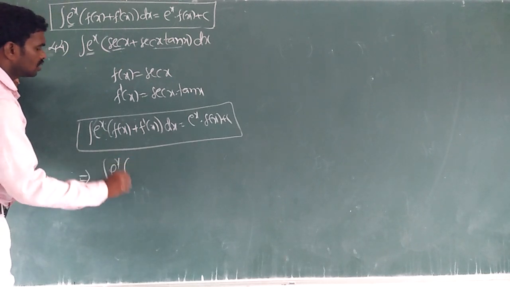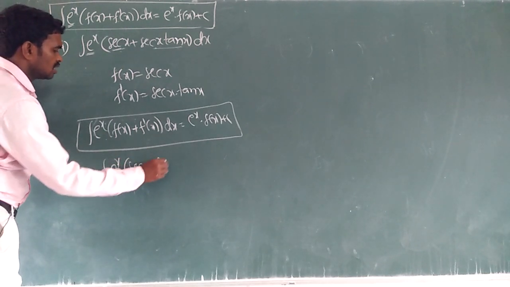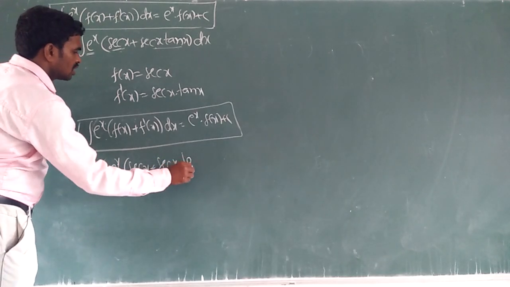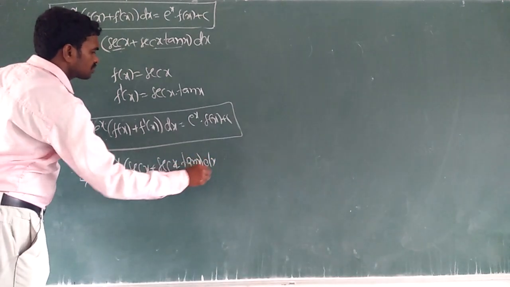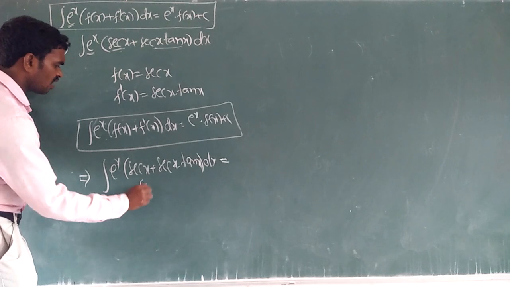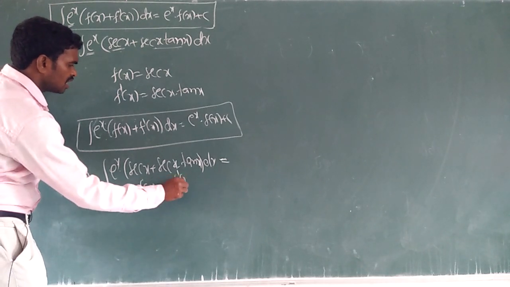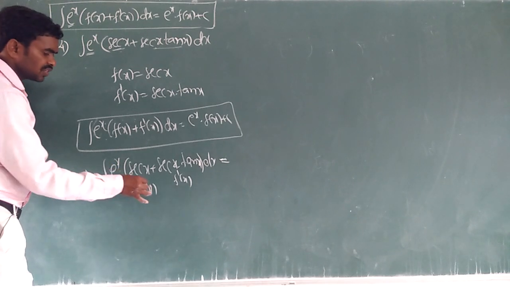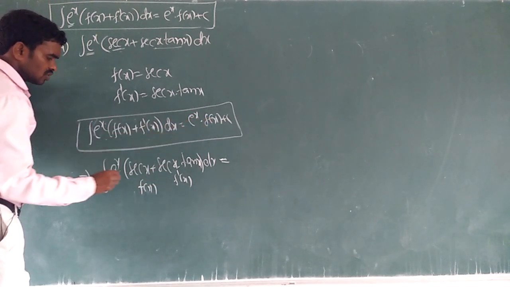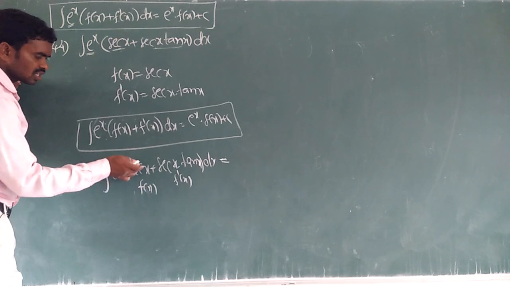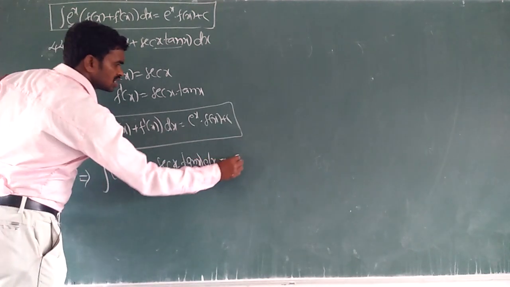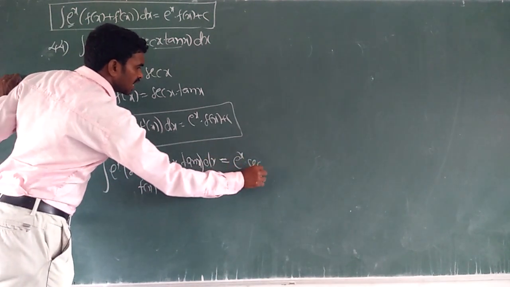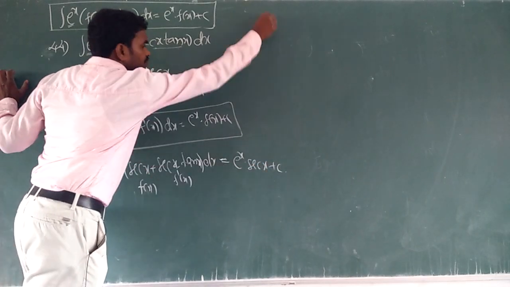So according to this formula we can write the solution of this problem. Integration of e power x into secant x plus secant x into tan x dx is equal. This one is f of x, this one is f dash of x. So e power x into f of x is the answer. So e power x into f of x means what? Secant x. So answer e power x into secant x. That's it. Complete.